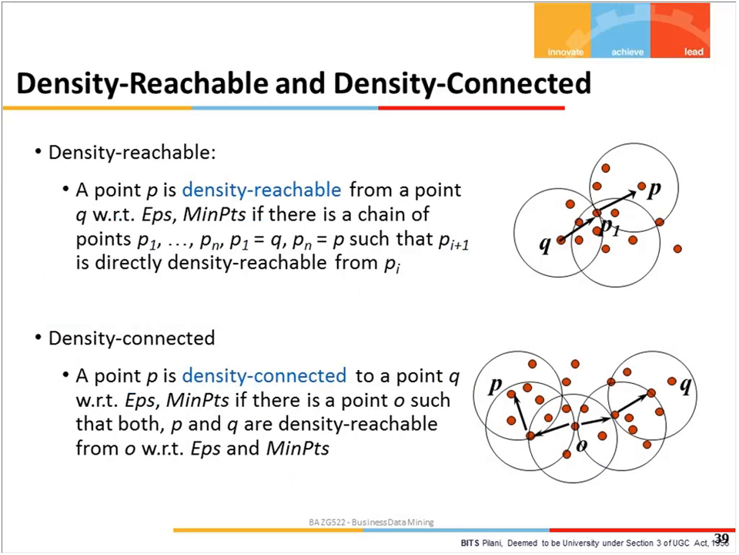In that case, if every Pi satisfies this, then we say that P is density reachable from Q. And there can also be density connectivity. We say that there is one point which is density reachable from this point, and another point which is also density reachable from this point. Then we say that this point R and point S can be considered density connected because they have a common point from which they are density reachable.